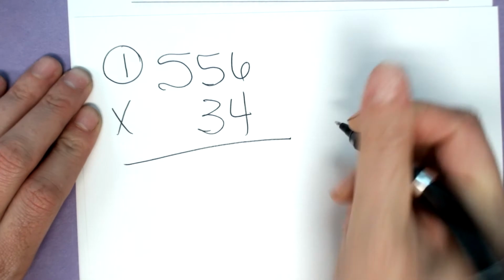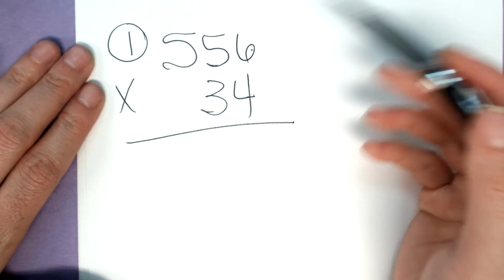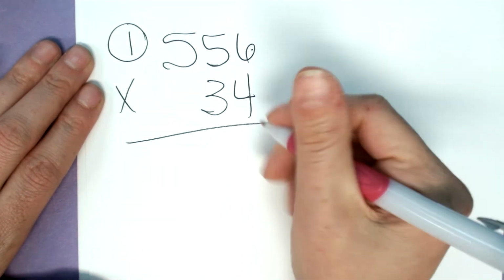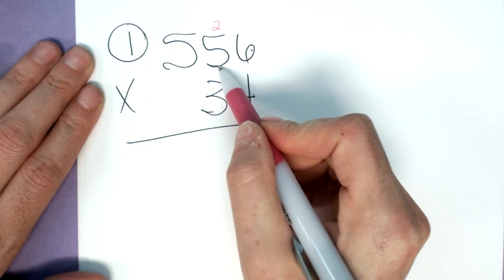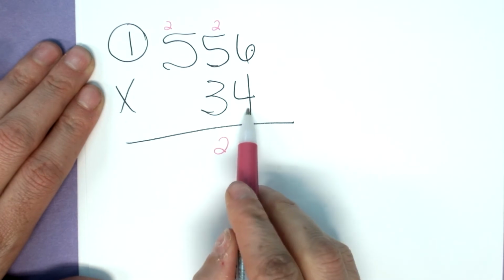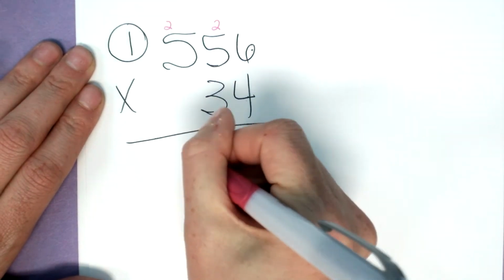All right, in the last lesson we talked about that magic zero. Let's continue with that. What's 4 times 6? That's 24. 4 times 5 is 20 plus 2 is 22.